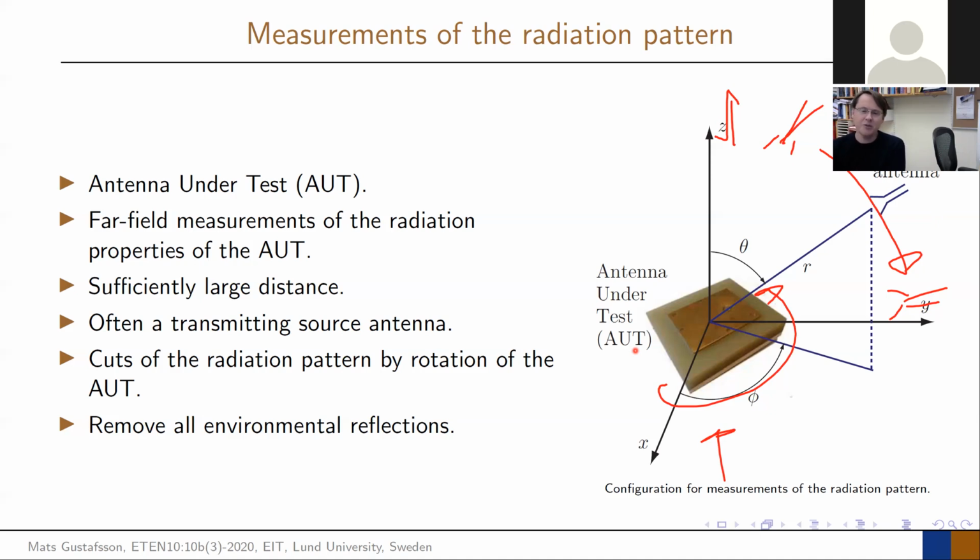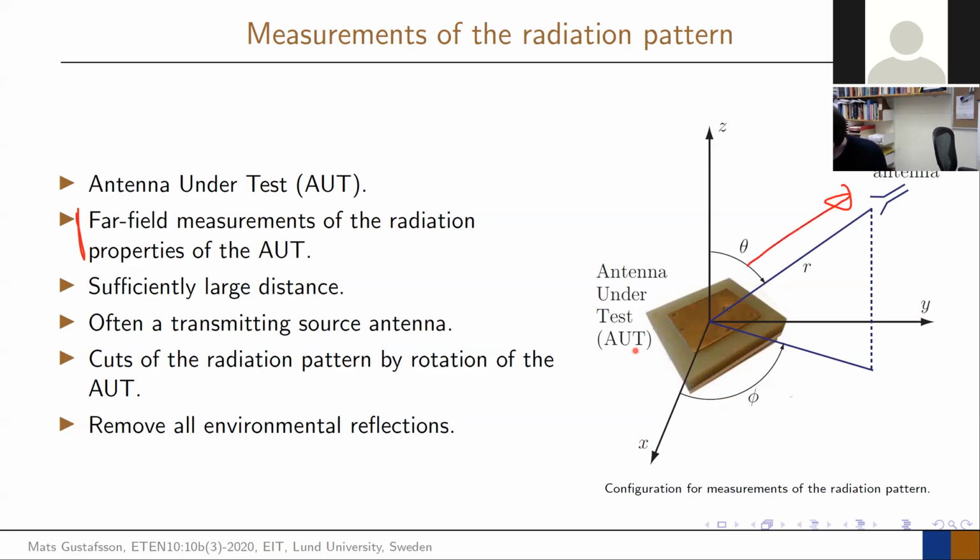And this, of course, takes a lot of time. So in many cases you only do some of these rotations, and then you get cuts of your radiation patterns instead. We will look at a few different cases there. In this setup, you would also measure in some ways the far field. That means that the distance between them needs to be sufficiently large to be in the far field. And as I mentioned here, the transmitting one is usually the source, and in many cases you only take cuts of these.